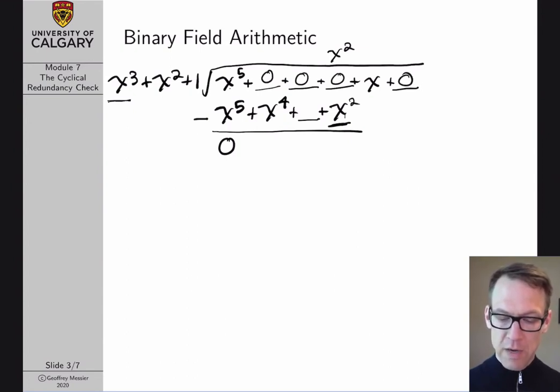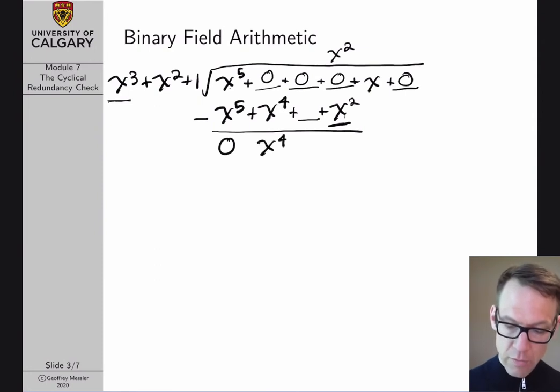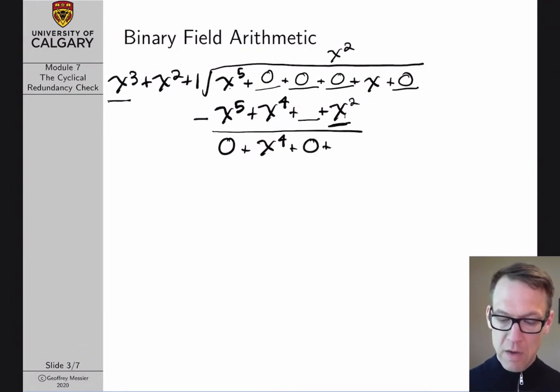And so 0 minus x to the fourth is negative x to the fourth, but if we take the mod 2 of that, it's the same thing as positive x to the fourth. We have a 0 term in here. And then we have negative x squared, but of course that's the same thing as positive x squared.